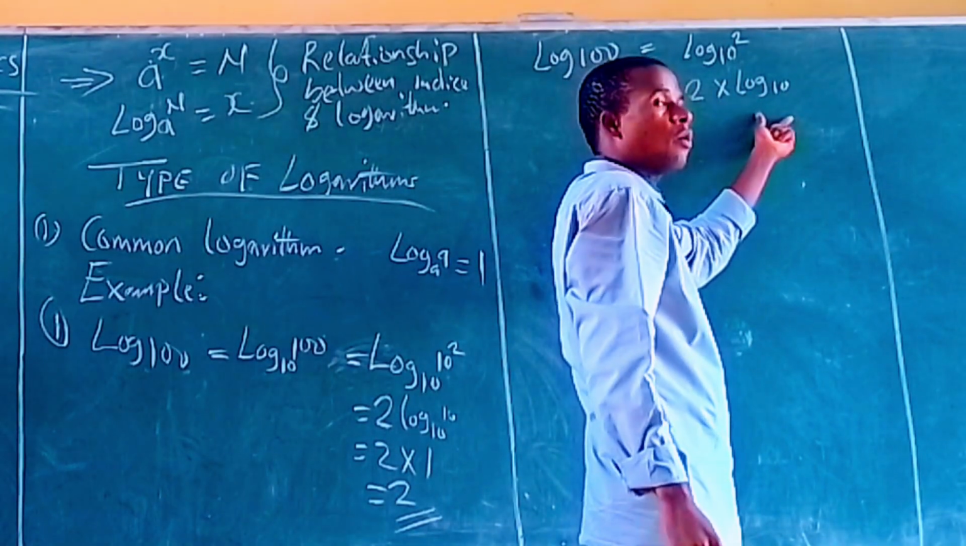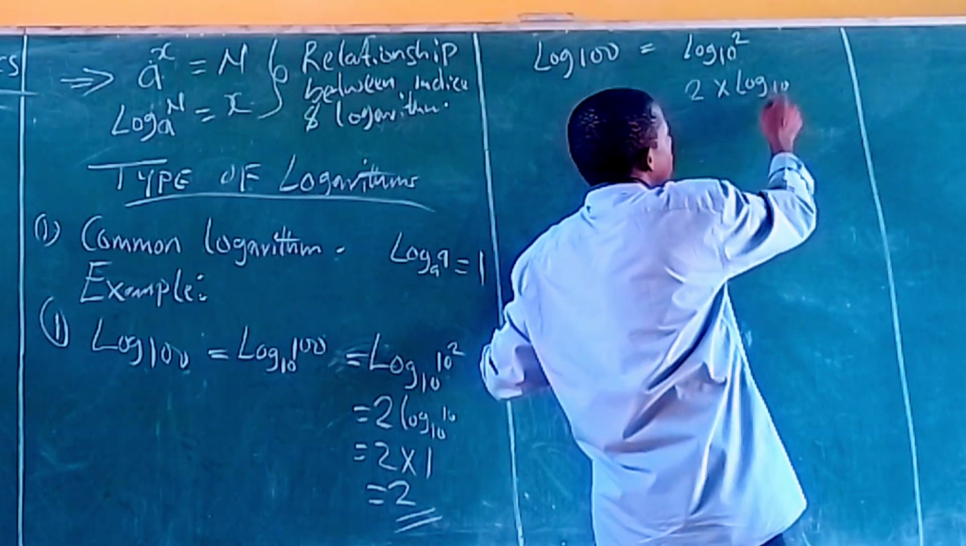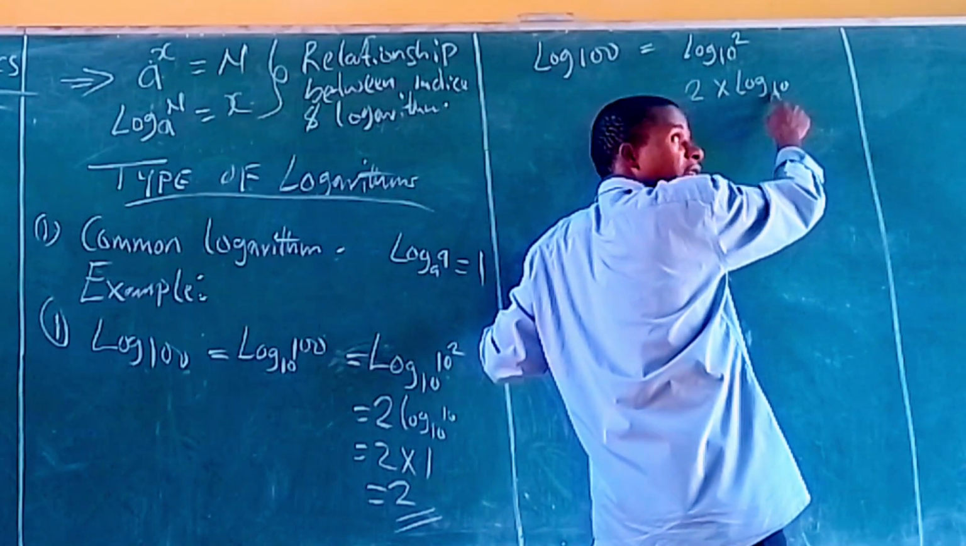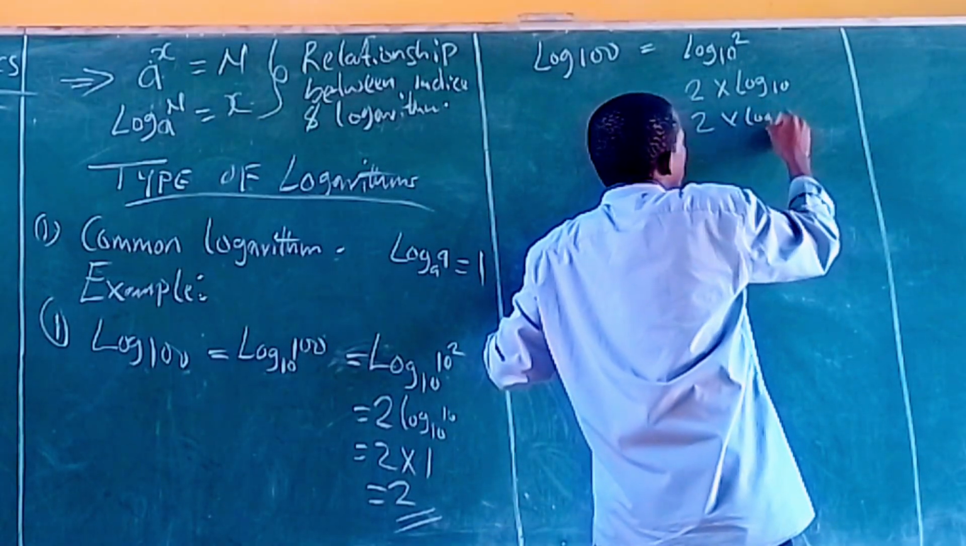Now if you look at log 10, it's already in the natural form. I don't know if you understand. This is the same as having an invisible base of 10 here, base 10. This is 2 times log 10, where log 10 is the power of what?